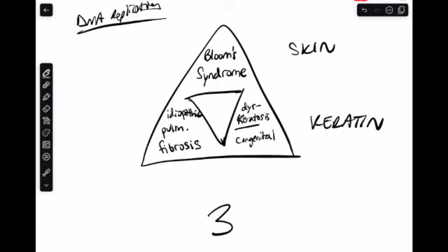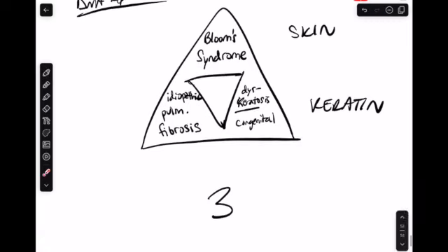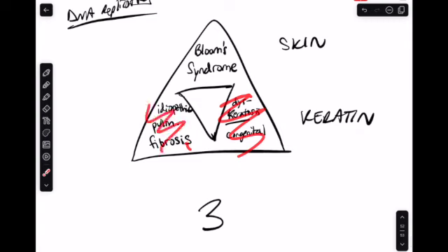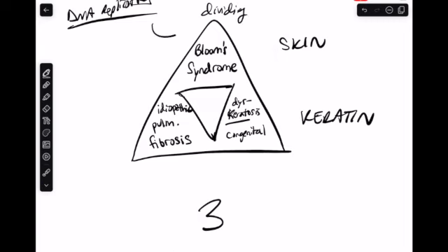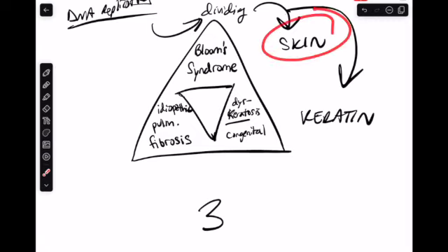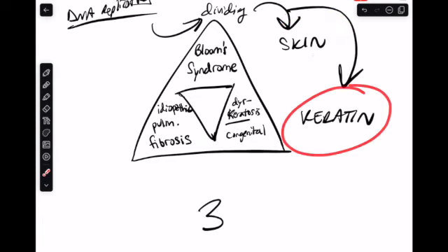Now that I have that relationship, it makes it so much easier to remember, because I don't have to remember all of these words when I think about DNA replication disorders. Instead, I can just remember DNA replication will affect rapidly dividing cells, which are these two guys, skin and keratin, right? Cells that kind of slough off, die away, and get replaced constantly. You're constantly shedding your skin, your hair, your fingernails, and stuff like that.